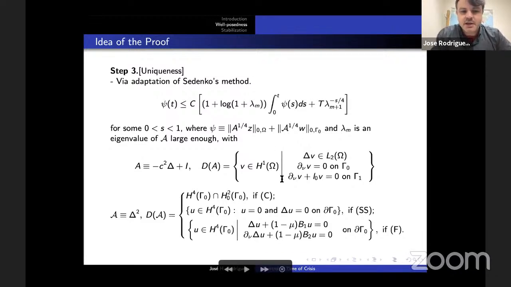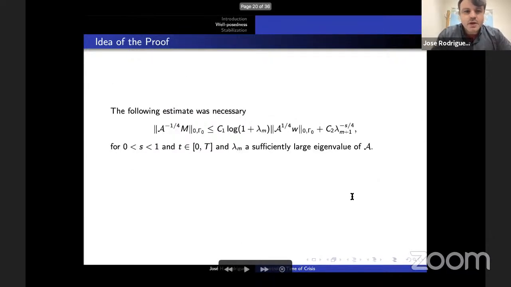Here, the operators A and script A are the traditional ones for the wave and the plate, depending on the boundary conditions. And another ingredient that plays an important role in order to obtain the previous inequality is the following estimate of the nonlinearity, the difference of two nonlinear terms. If we take the difference of two solutions for the plate, for instance, we have the difference of the nonlinear terms. I call that M, and we need to estimate that using fractional powers of the operator script A.